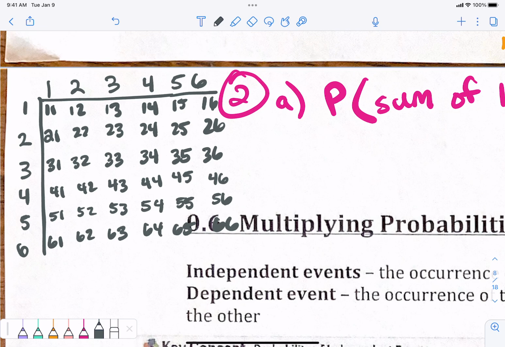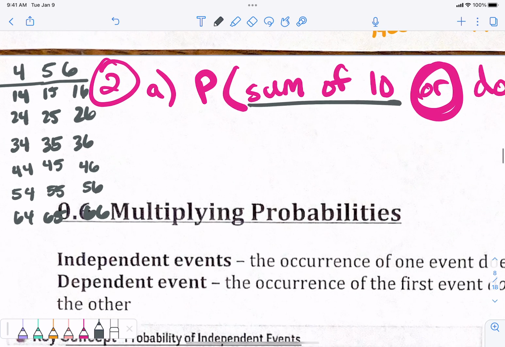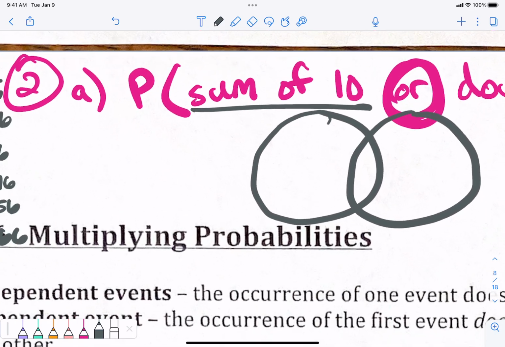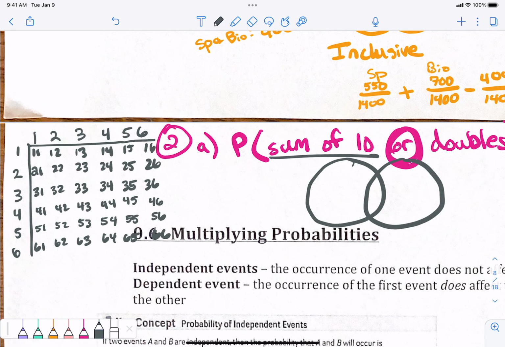Make sense? Right? Okay, now, if we're talking about a sum of 10, that's saying what outcome? What does it mean by a sum of 10? Both dice equal 10 altogether. Yeah, when I add them up, they equal 10, right? Okay, so let's figure out what combinations out of those will give me a sum of 10.